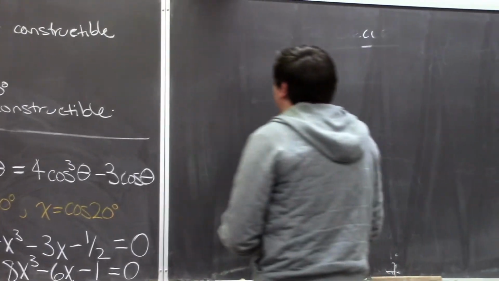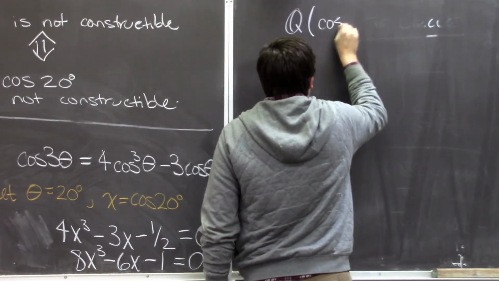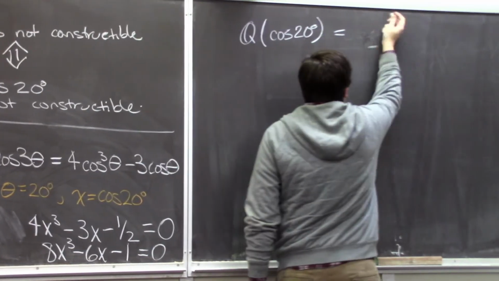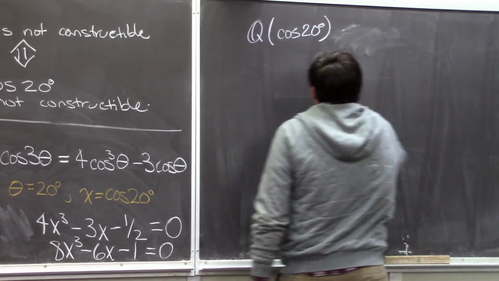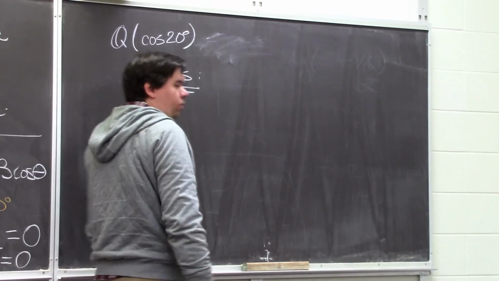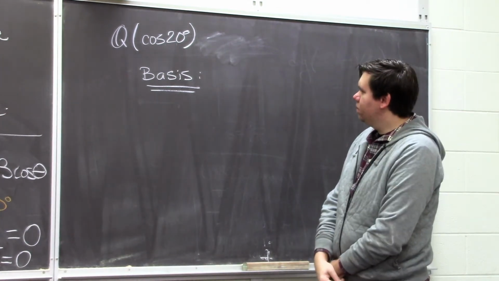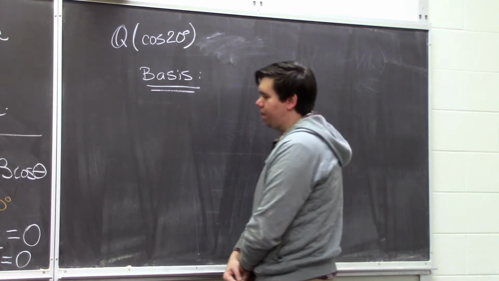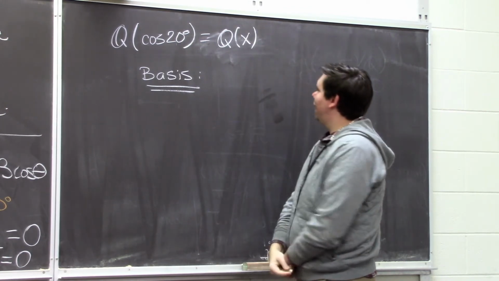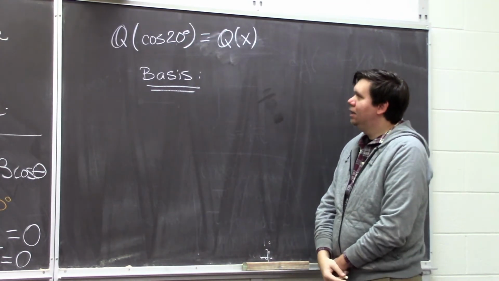is, what does Q extended by x, extended by this cosine of 20 degrees, what does it look like? What do elements in here look like? So what is a basis for Q extended by cosine of 20 degrees over the rationals? Okay. Here I'm just going to, for shorthand, stick with calling this Q extended by our x. But x is not a variable, it's a particular quantity, cosine of 20 degrees. So what is that basis?